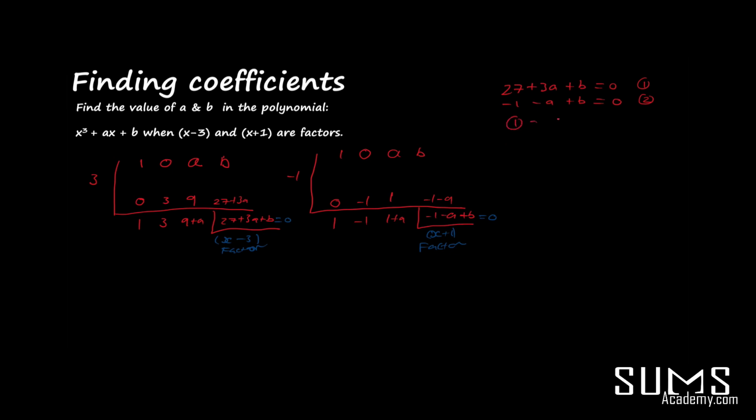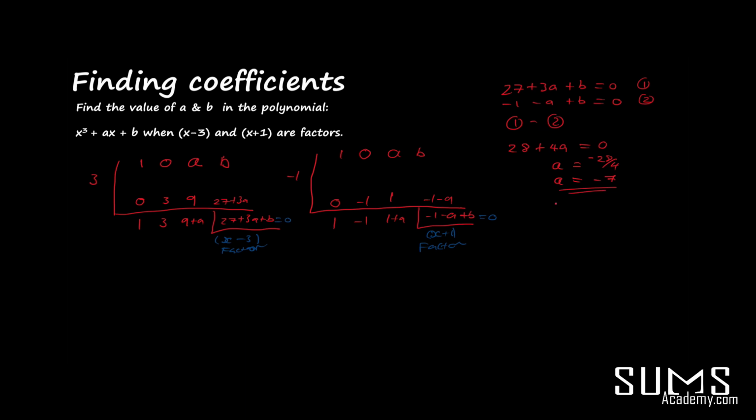So if we do equation 1 minus equation 2, we'll get 27 minus minus 1, so that'll be 28, plus 3a minus minus a, which would be 4a, and b minus b is going to be 0. So now we have 28 plus 4a equals 0. This we can simplify, it's pretty straightforward. a is going to be equal to 28 over 4, which is 7. No, sorry. This is going to be negative 28 when it moves across. So it'll be negative 7. So a is equal to negative 7.